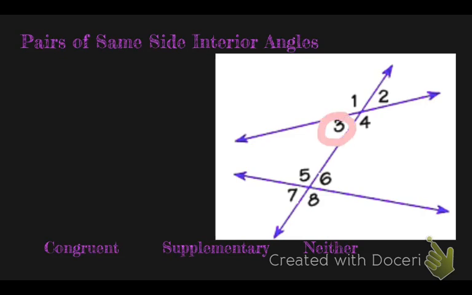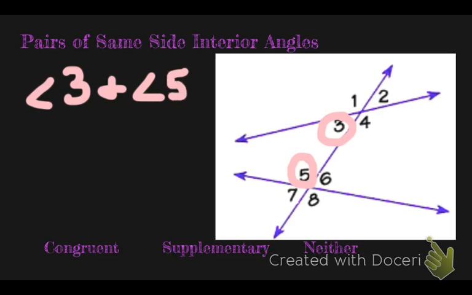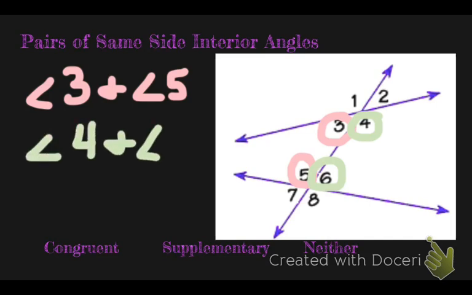So I'm going to take a look at angle 3 and angle 5. Grab one of your colors and circle those. Let's write that on our list of pairs, angle 3 and angle 5. They are both inside of the lines and on the same side, the left of the transversal, as each other. In addition to that pair, I have another pair, angle 4 and angle 6, are both inside of the lines and on the right hand side, the same side of the transversal as each other. So I'm going to add that pair to my list.